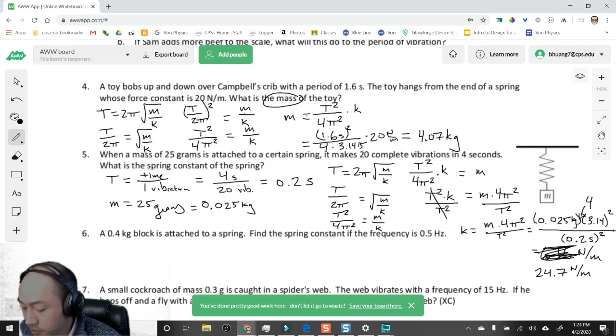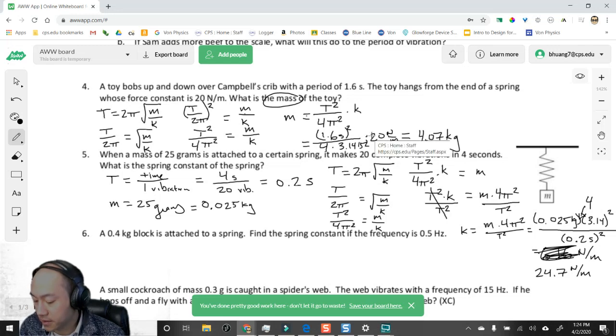Let's see, number 4. Oh, I got a different answer here as well. I forgot to square the pi, I think, here. So number 4 is also wrong. No, this should be squared. Well, look at that.